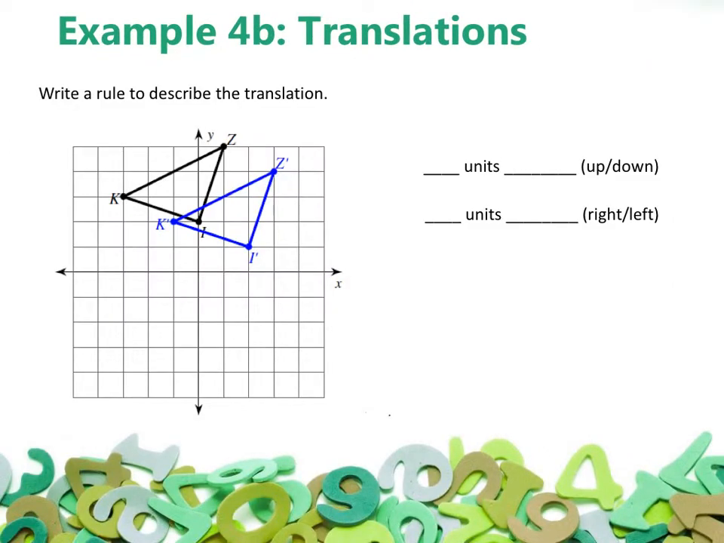Another way of looking at translations is to look at a figure that's already been moved and determine how it's moved. In this case, we need to write a rule to describe this translation. Looking at this, we start with the Z, and we need to see how far and in what direction it moved to get to Z prime. So, Z moved 2 units left and 1 unit down. So it moved 1 unit down and 2 units left. Either way is an equal way of saying it.